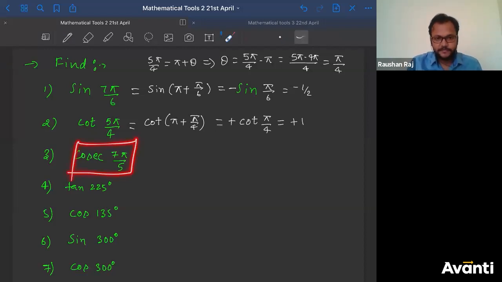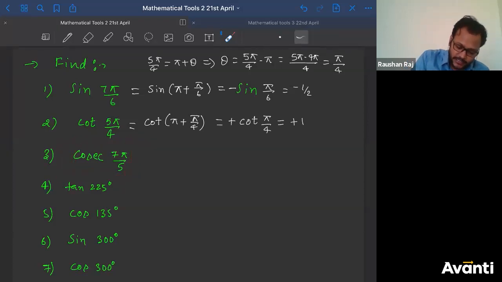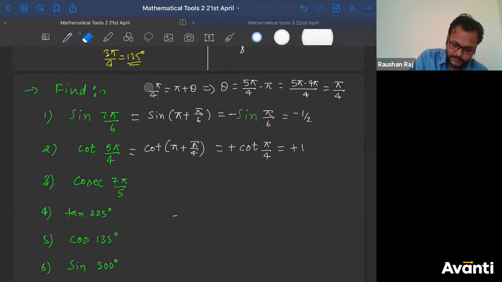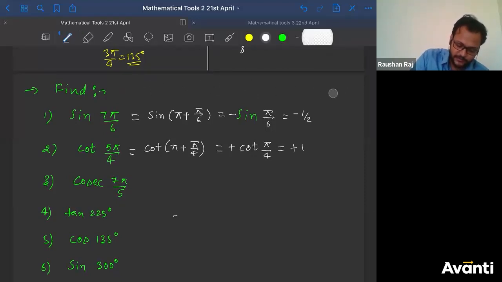Cosec 7 pi by 5. Again, tell me, is this 7 pi by 5 greater than pi or less than pi? Greater than pi. Very good. Now, what is the value of this 7 pi by 5? Let me erase this for the time being. So this is our rough work here. 7 pi by 5 is greater than pi. So let me write this as pi plus theta.